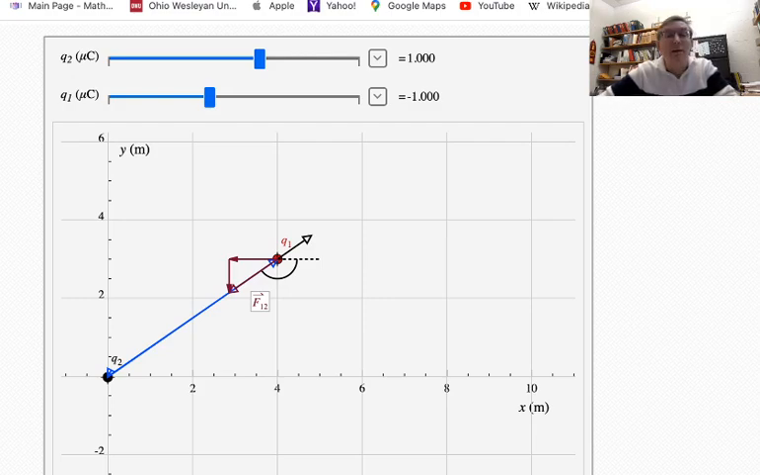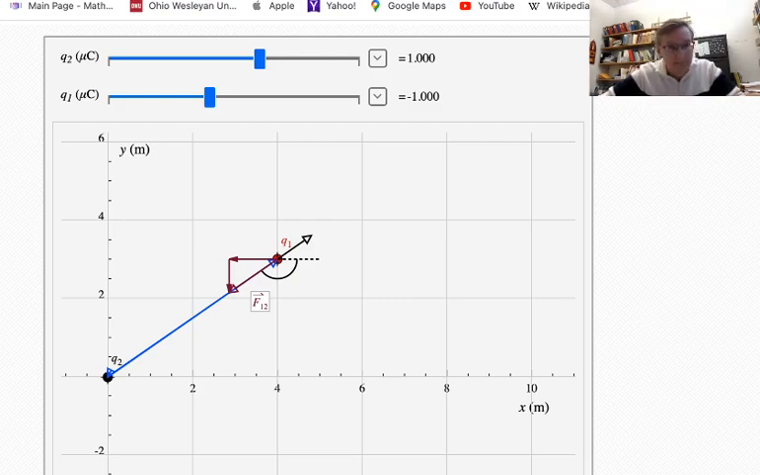Okay? All right, now I want to ask the question. I want you to predict first before I do it. I'm going to change the charge on particle 1 to +1 microcoulombs. How do you think the picture is going to change? That's the only thing I'm going to change. Q1 is going to change from -1 microcoulomb to +1 microcoulomb. How will the picture, the animation, change?